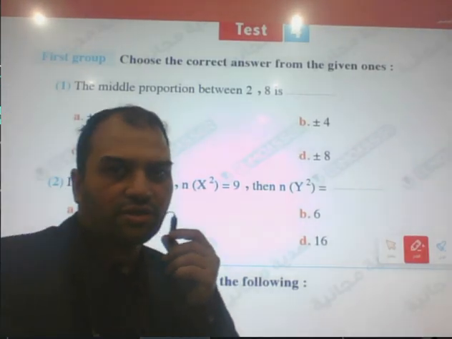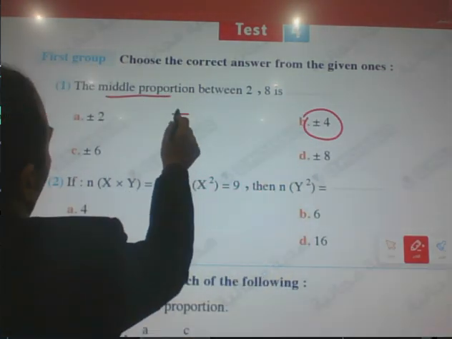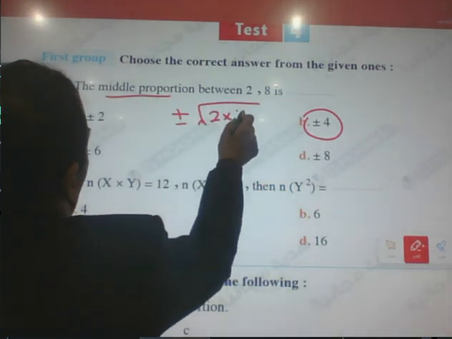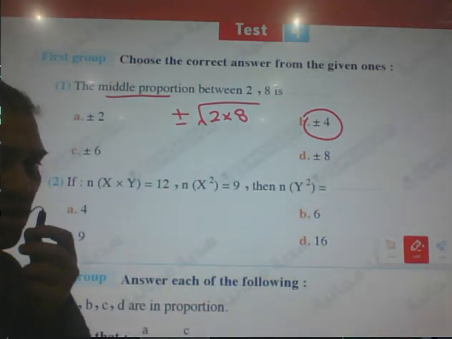Okay, my student, the answer here will be positive or negative 4. We can find the middle proportion, positive or negative square root of 2 by 8, 2 times 8 is 16, square root of 16 equals 4. Then the answer will be positive or negative 4.